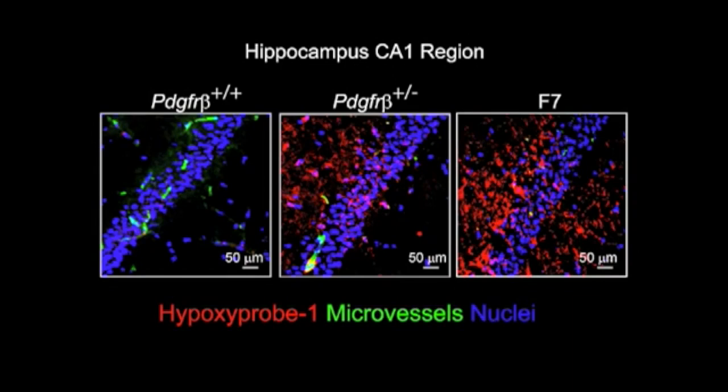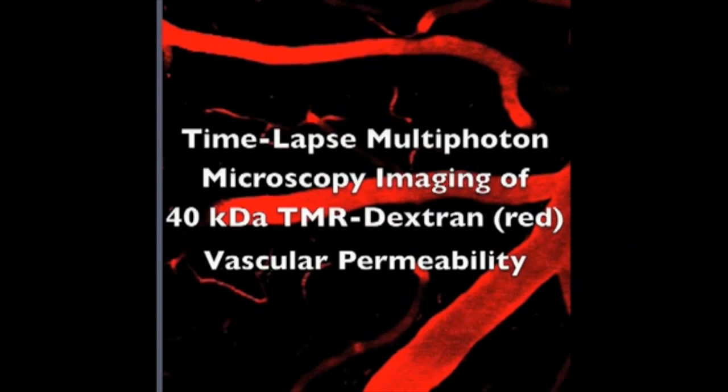Using hypoxyprobe (pimonidazole), we confirmed that the reductions in cerebral microcirculation lead to severe hypoxic changes in the brains of PDGF receptor beta heterozygous and F7 mice. Next, to determine if there is vascular permeability and blood-brain barrier breakdown present in pericyte-deficient mice, we utilized time-lapse imaging of a low molecular weight 40,000 Dalton tetramethylrhodamine-conjugated dextran.